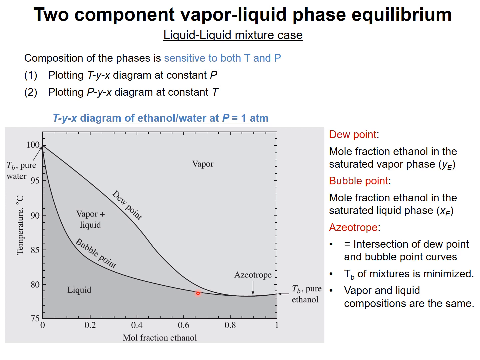I should say one more point, which is called the azeotrope point. This azeotrope point is the intersection of the dew point and bubble point curves. The boiling point of the mixtures is minimized at this azeotrope point, and also at this point the vapor and liquid compositions are the same.